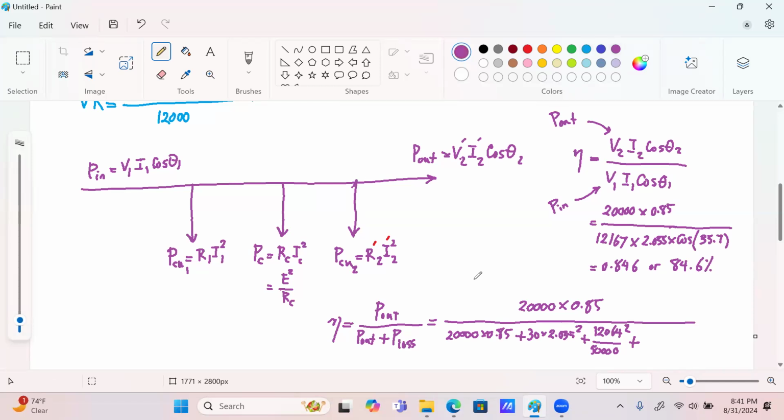Let's do R2 prime I2 prime squared. So that will be plus 20 times 1.67 squared. And again, if you do the same analysis, you're going to get the same results of 0.846.